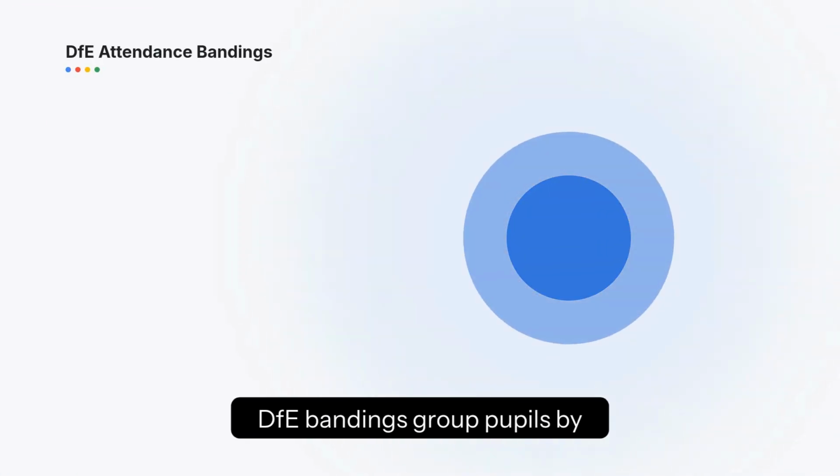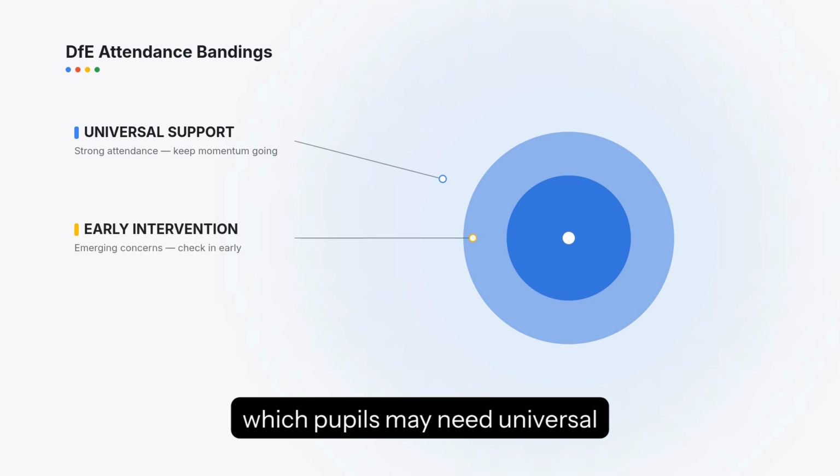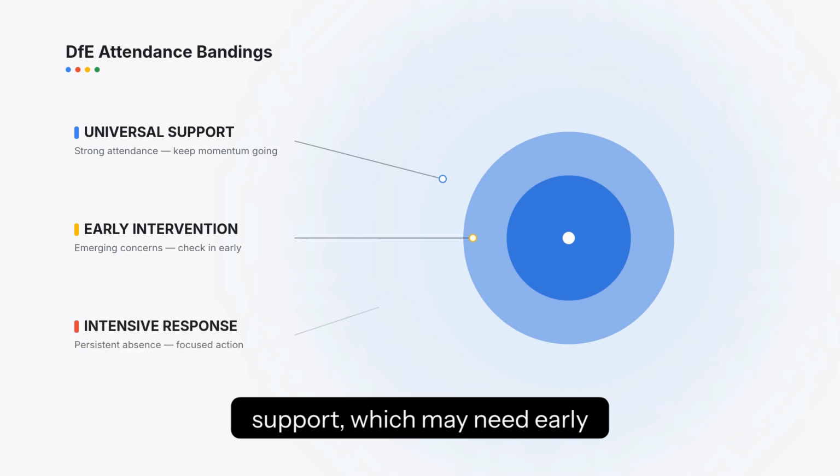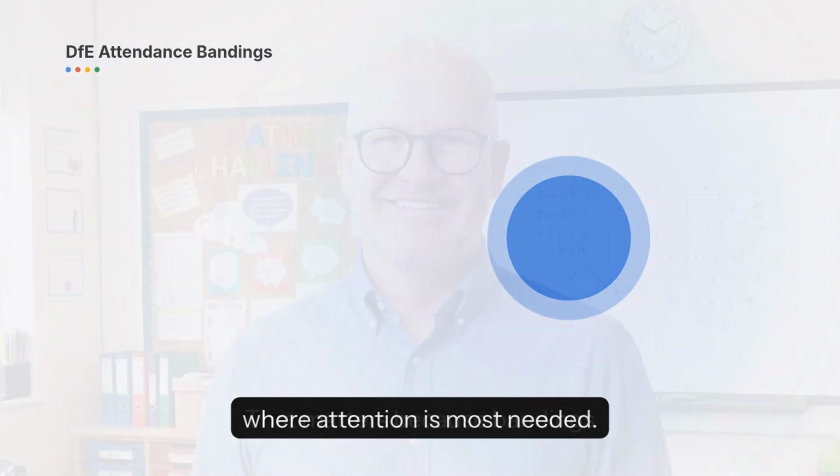DfE bandings group pupils by attendance range. That means, instead of looking at one long list of percentages, you can start to see meaningful patterns across your cohort. In practice, they help you move from isolated numbers to a clearer picture of which pupils may need universal support, which may need early intervention, and which may need a more intensive response. The value is not just in sorting data, it's in helping you decide where attention is most needed.